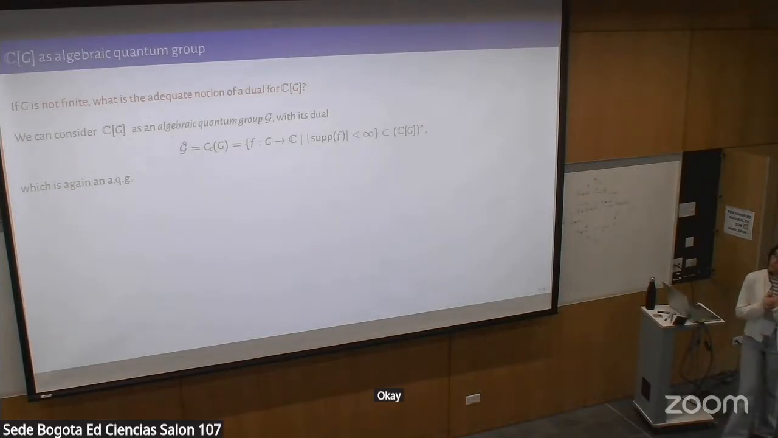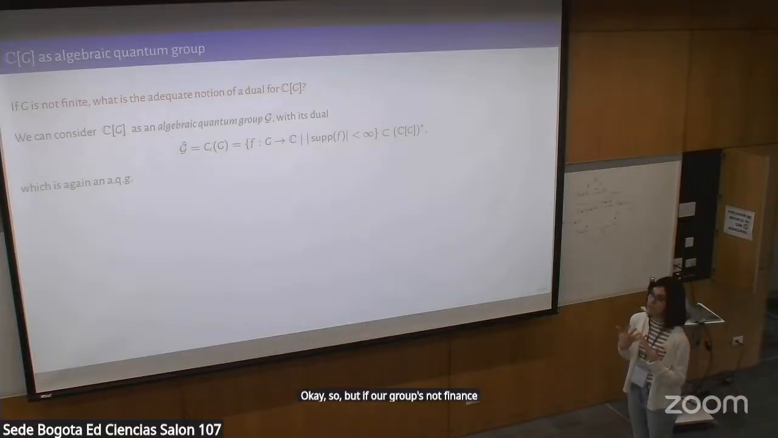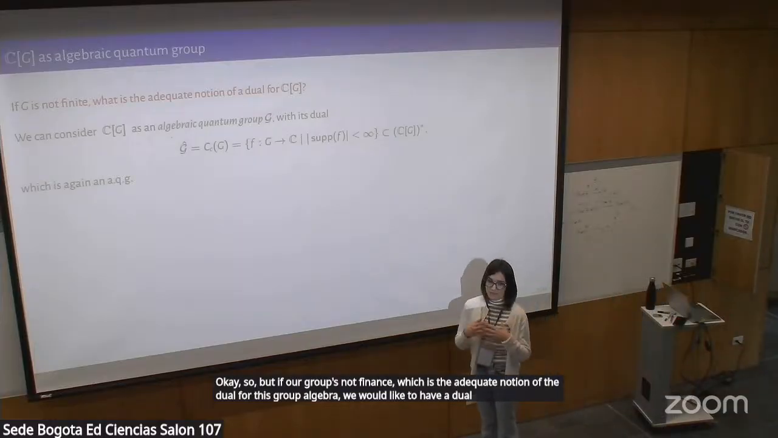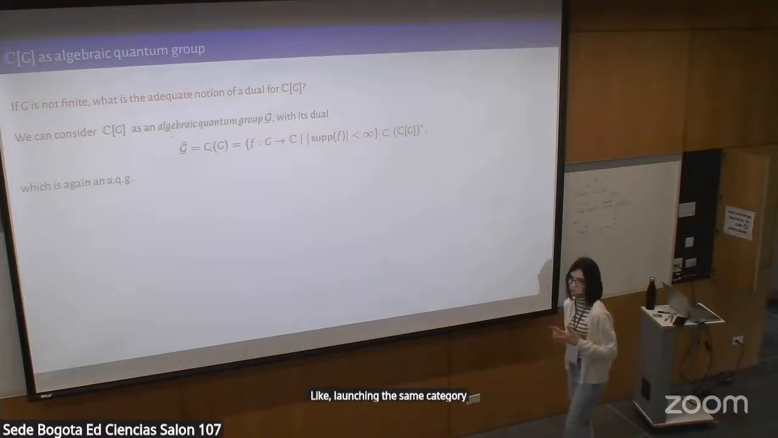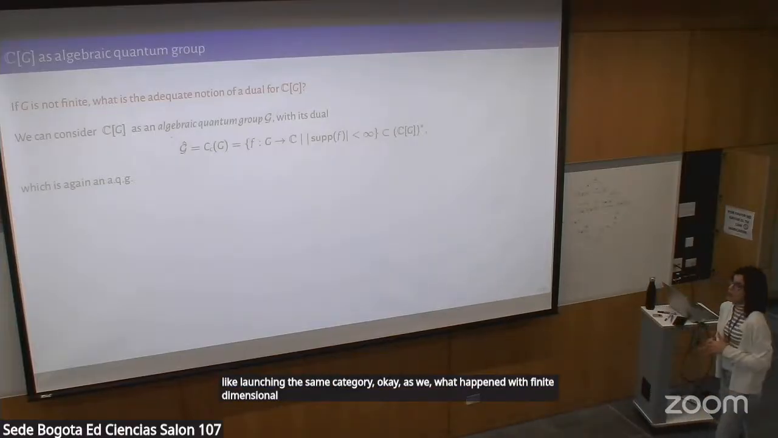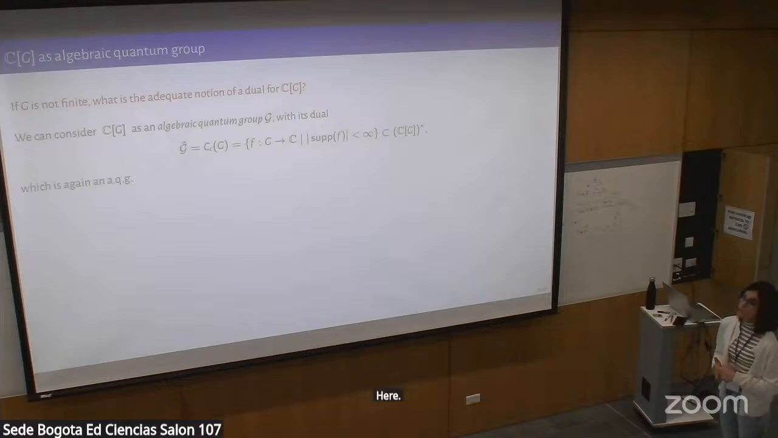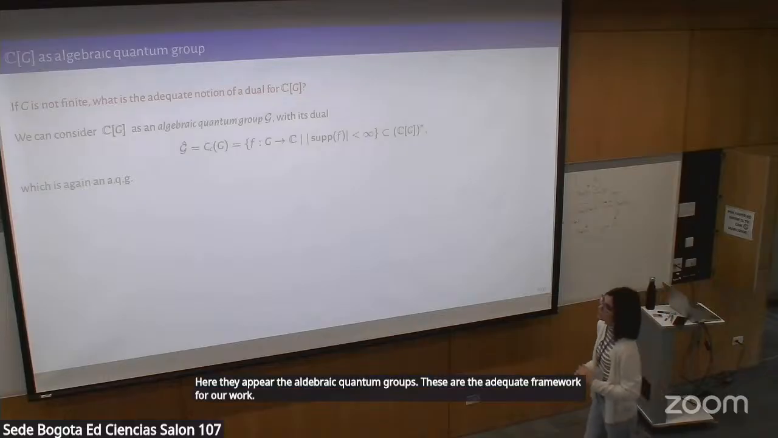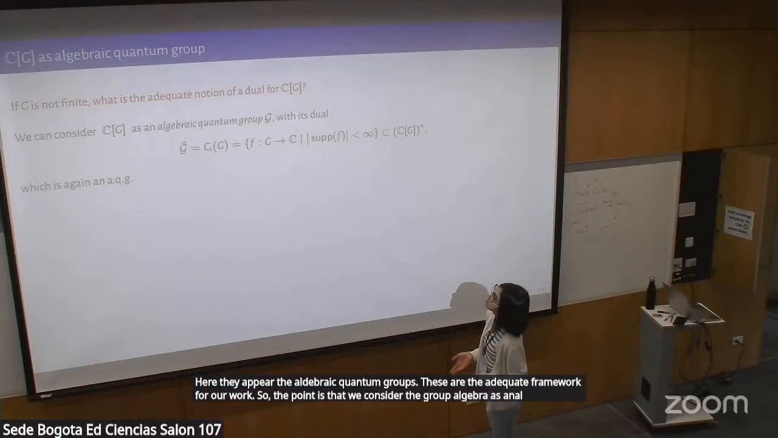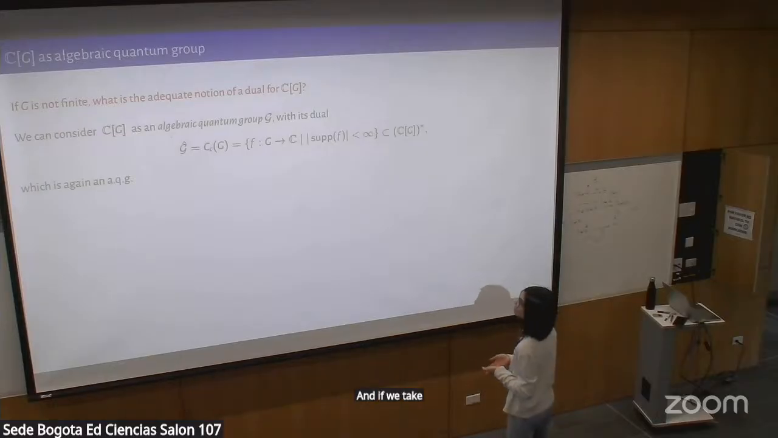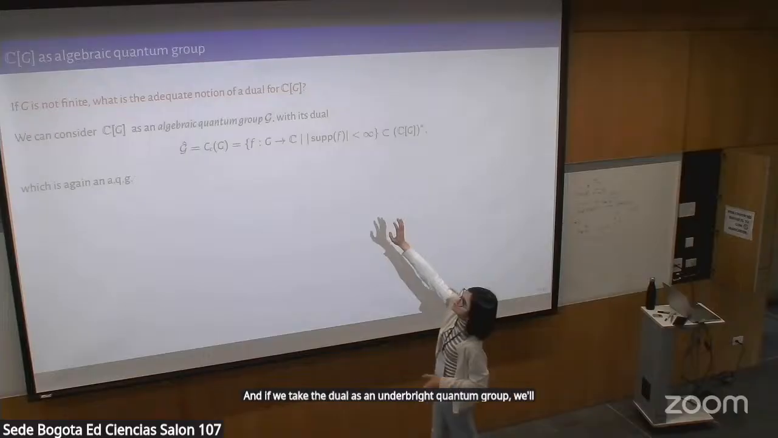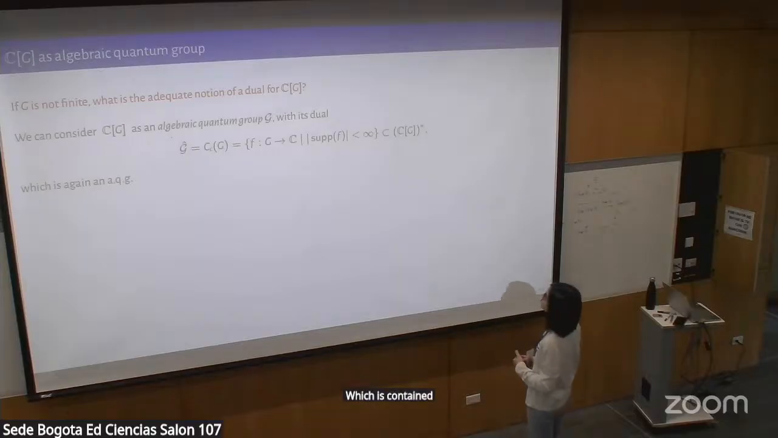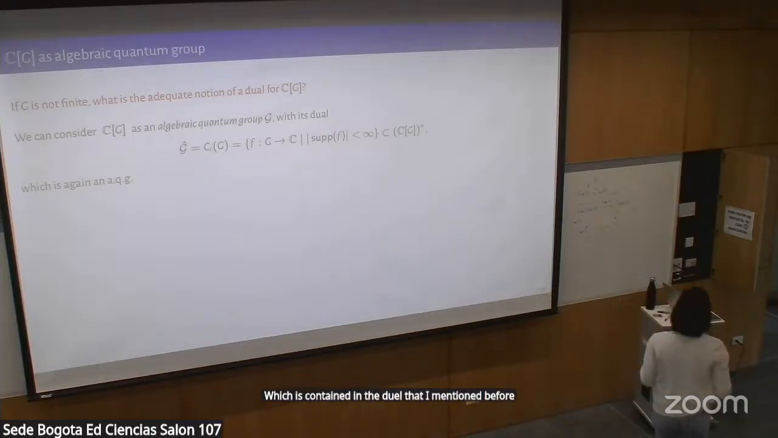Okay, but if our group is not finite, what is the adequate notion of a dual for this group algebra? We would like to have a dual that lands in the same category, as happened with finite dimensional Hopf algebras. And here the algebraic quantum groups appear. This is the adequate framework for our work. So the point is that we consider the group algebra as an algebraic quantum group. And if we take the dual as an algebraic quantum group, we recover finitely supported functions on G, which is contained in the dual that I mentioned before. And this dual is again an algebraic quantum group.